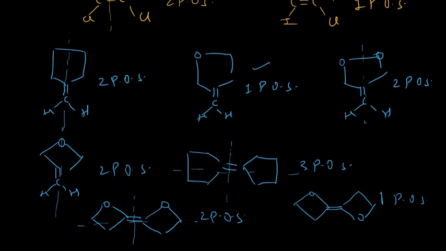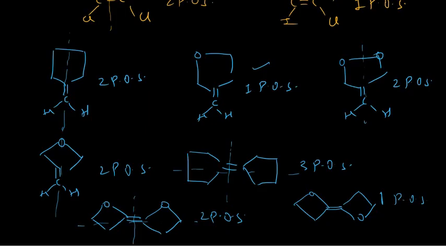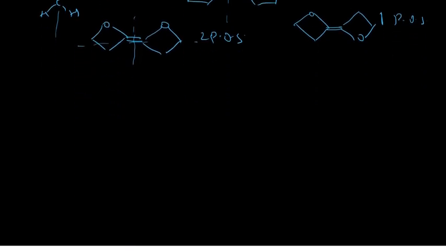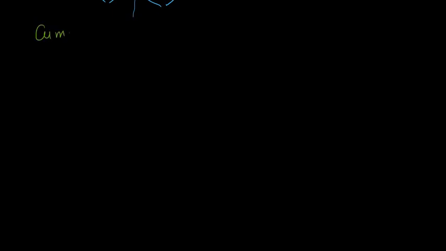Now we look at cumulenes. Allenes. If we talk about allenes, we all know what allenes are: the simultaneous double bonds are called allenes, which we call cumulenes, or we call allenes, if we write it properly.